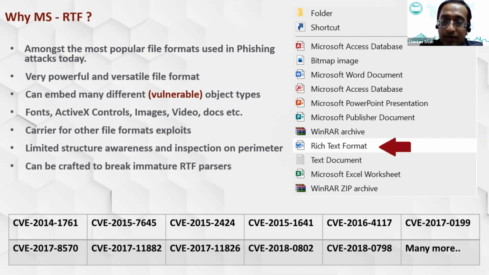Another reason is the RTF file format's structural and parsing complexity. The visibility of the RTF file format in terms of structure parsing is very limited among perimeter solutions. For instance, IPS doesn't have full parsing or full visibility into the structure of the RTF, and that's the reason attackers primarily choose to use it more than any other file format.